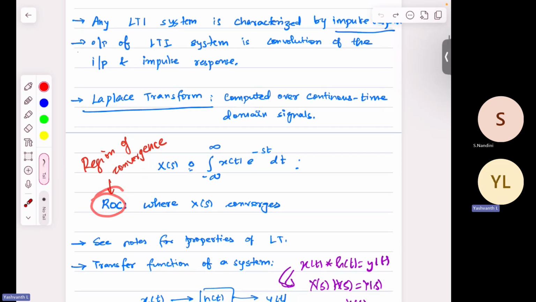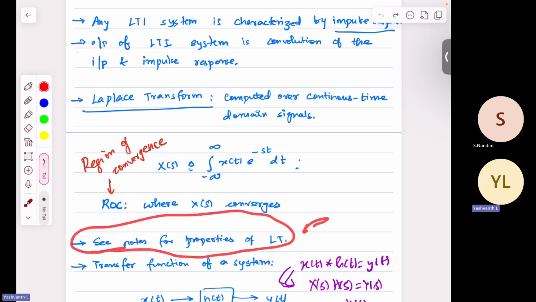Now there are various properties of the Laplace transform, like the time shifting property, frequency shifting property, convolution property, differentiation property, and integral property. There are so many properties of the Laplace transform. You can refer to the notes to look at them.